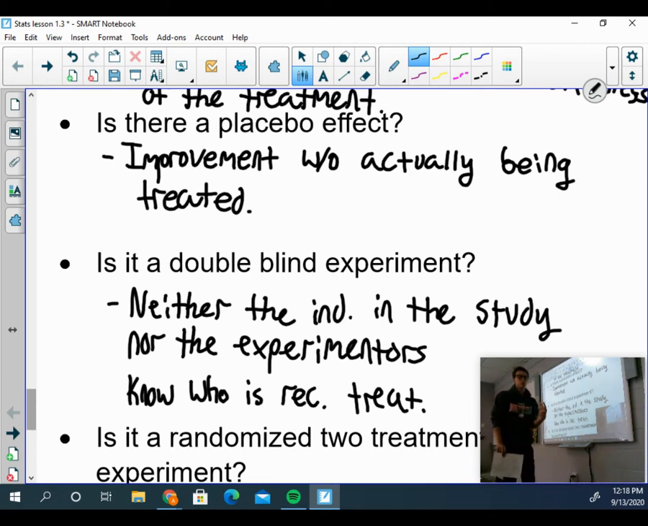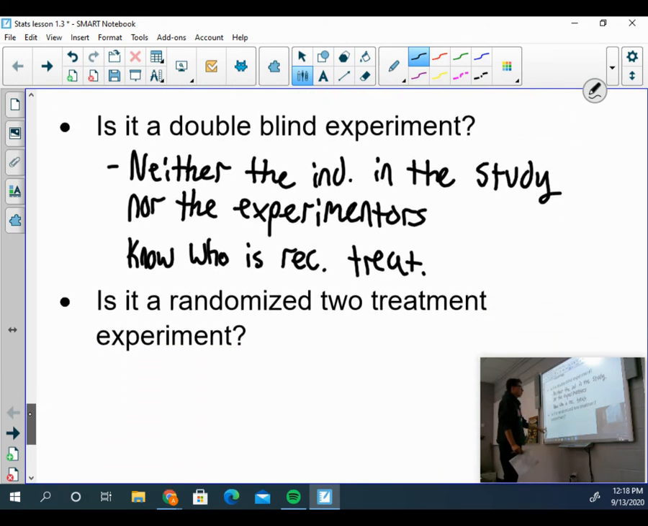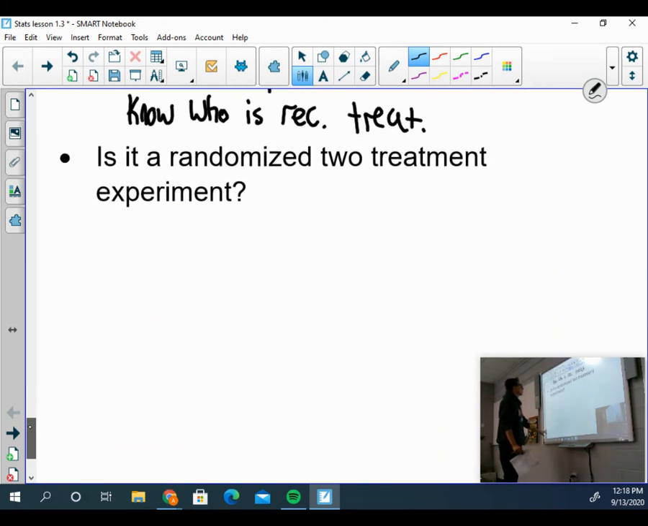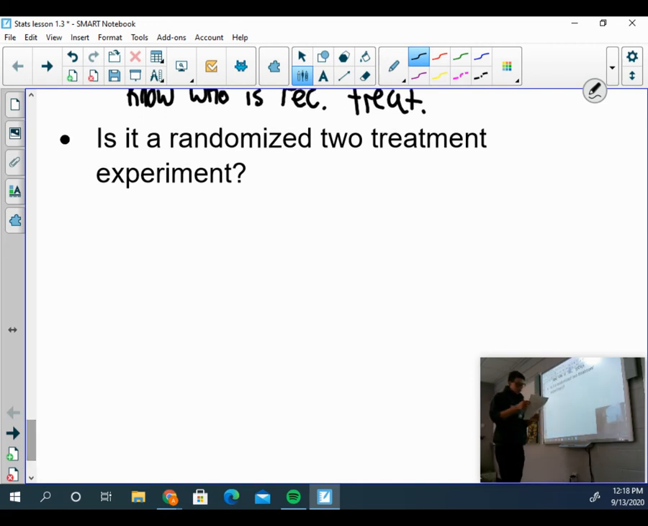Essentially, it's a buffer to prevent bias. But what you need to remember for double blind, think double blind, no one knows what's going on. It's a third party coming in. Both the experimenters and the individuals being treated or in the control group don't know who's really getting the drug. Okay? And is it a randomized two treatment experiment?